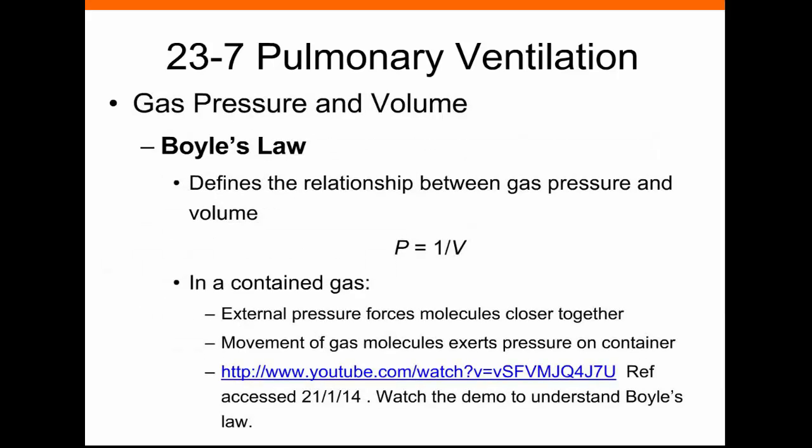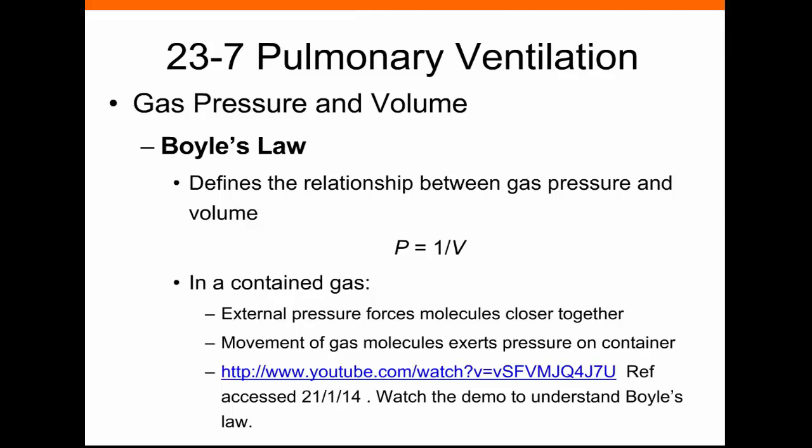So we have to learn about Boyle's law first. This is one of the gas pressure and volume laws. Boyle's law defines the relationship between gas pressure and volume. In a contained gas, there are external forces, molecular forces, which force the molecules closer together, and the movement of the gas molecules exerts a pressure on the container.